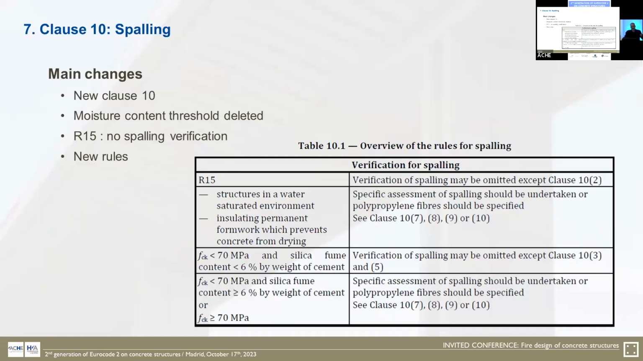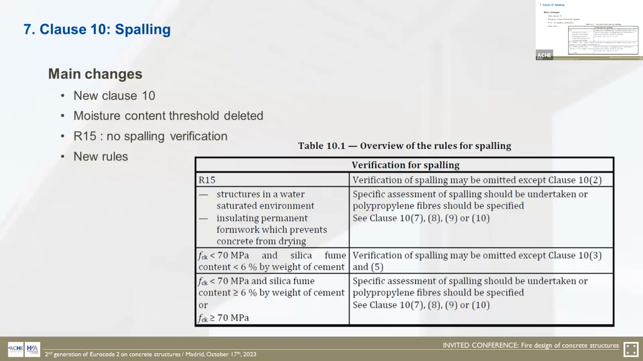Okay. No, actually, I came to spalling, and the spalling previously had some indications. Now we have some more indications. There were some significant changes which were brought in by the work in the project team. So now everything that deals with spalling is in a new clause, which is called clause number 10.